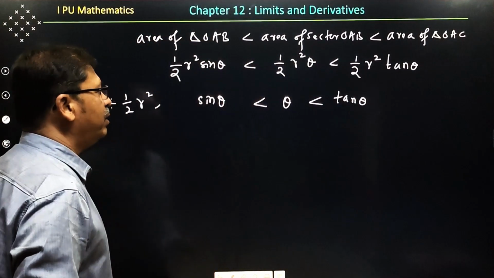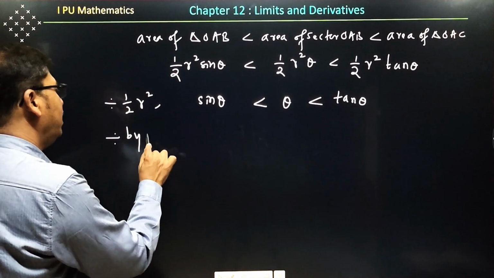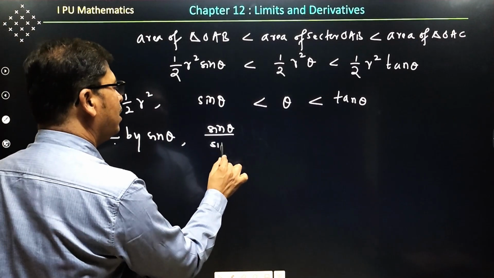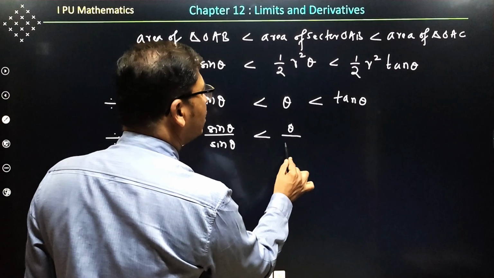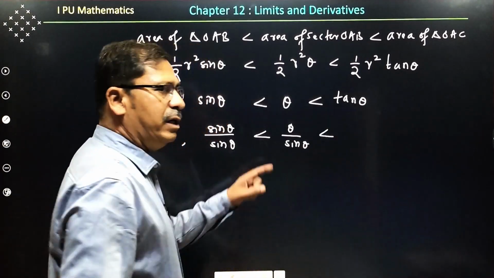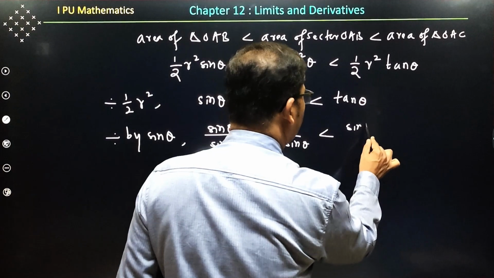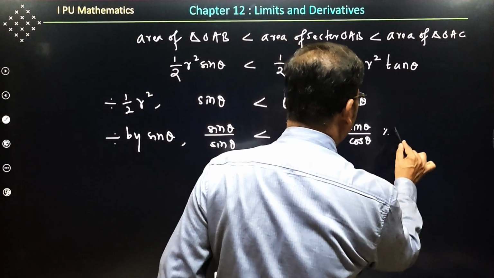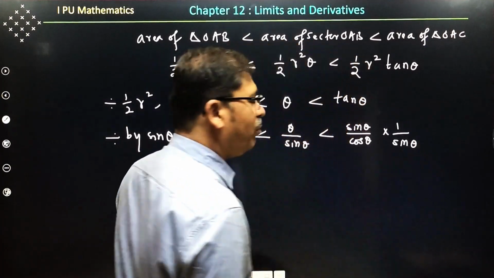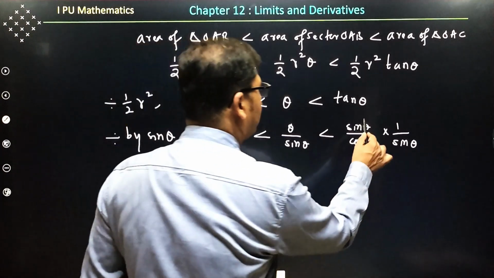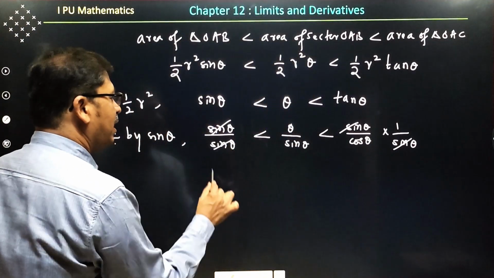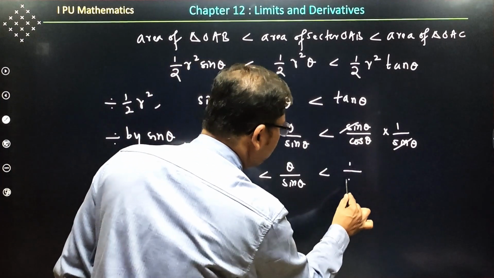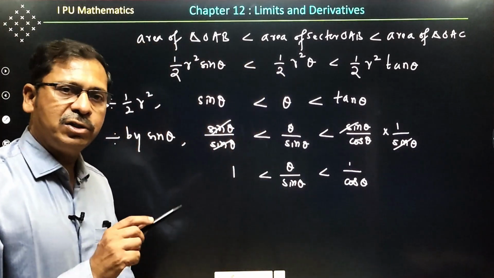Now I would like to divide by sin theta. If you divide by sin theta, see what happens. This is sin theta upon sin theta, and this is less than theta upon sin theta, and then tan theta can be written as sin theta upon cos theta, to be divided by sin theta. That I would like to write conveniently as 1 upon cos theta. Sin theta cancels. 1 remains, which is less than theta upon sin theta, which is less than 1 upon cos theta. Now you take the reciprocal.